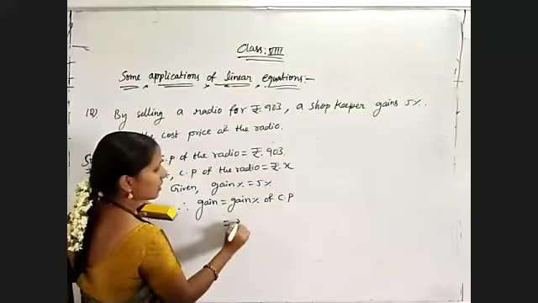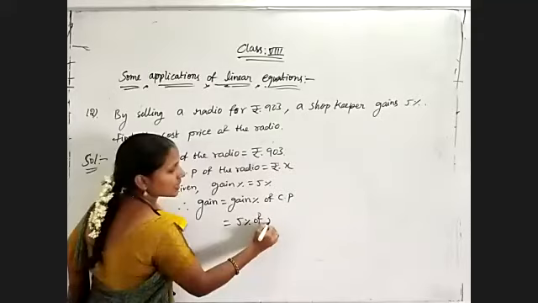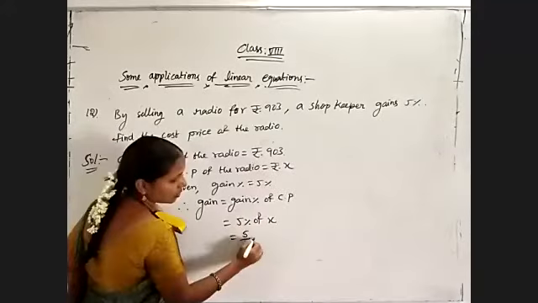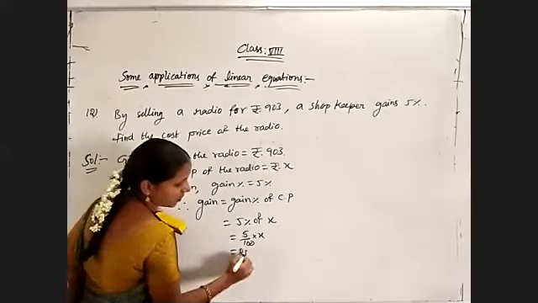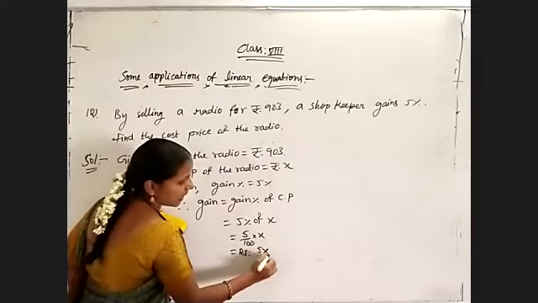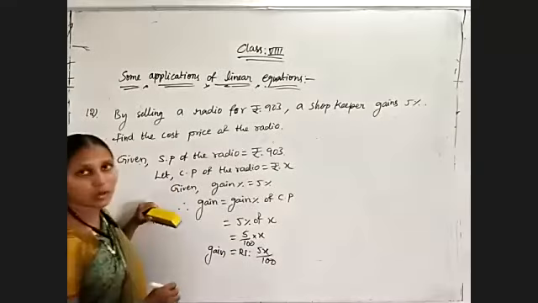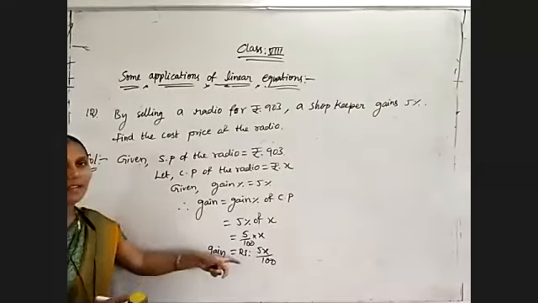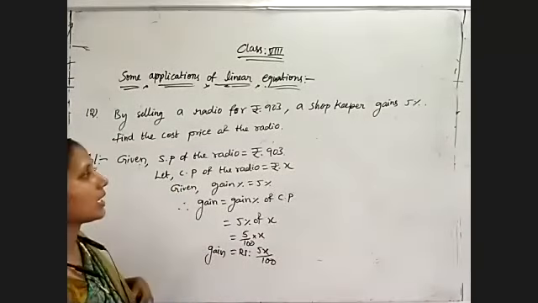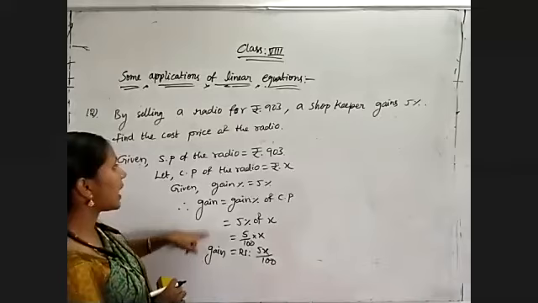That is 5% of CP. CP is nothing but x. So 5 by 100 into x rupees, that is 5x by 100 rupees, is the gain amount. How much amount he has gained is equal to 5x by 100. So why I am telling this means, now we have gain and SP.